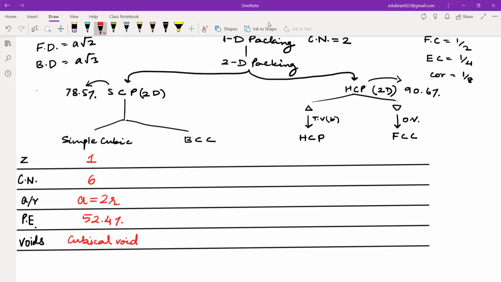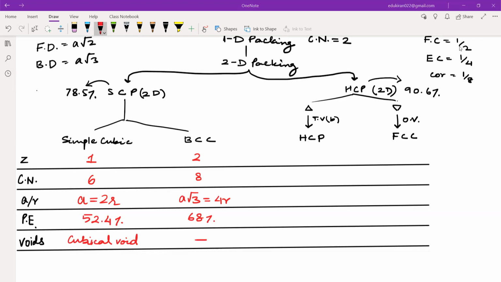What is the Z for BCC? 2. Coordination number for BCC? 8. Relationship between a and r? a is equal to 4 into r by root 3. So we write it as a root 3, because it is in the body diagonal, which will be equal to 4r. Correct? Okay? a root 3 is equal to 4r. Packing efficiency? 68%. And you don't have to remember the void. Even though I have written it, you don't have to remember it.